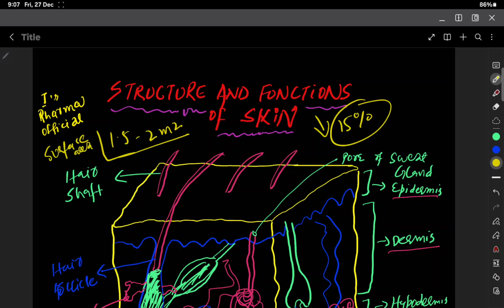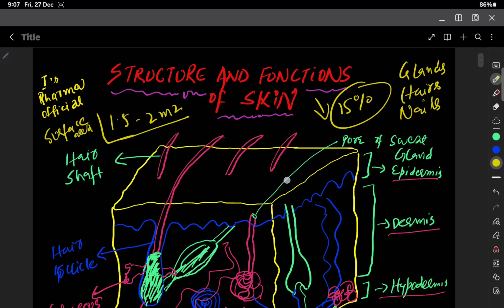In certain areas it contains glands, hairs, and nails. These will be extensions: glands, hairs and nails. These are the extensions of the skin. Now we will go to the layers of the skin.